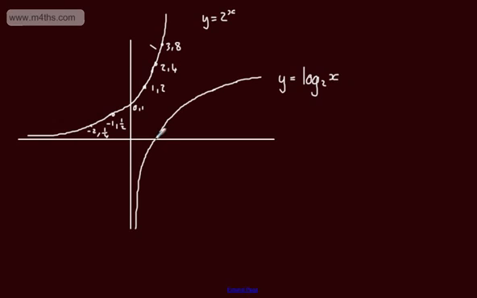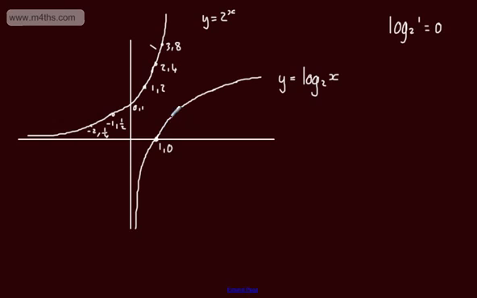So let's look at this point right here. We can see that this is 0, 1. This is going to be 1, 0. Let's just look at that statement. If we have now log to the base 2 of 1, what power is 2 raised by to get 1? The answer is 0. In the same way that if we have now 2 to the 0 is equal to 1, we can see that these are inverse functions.